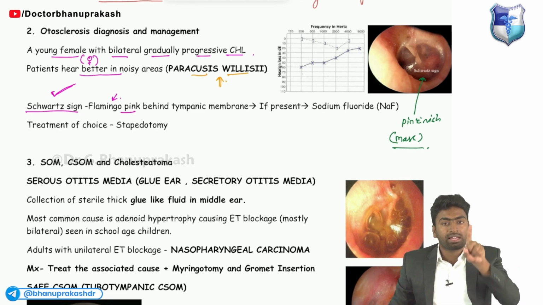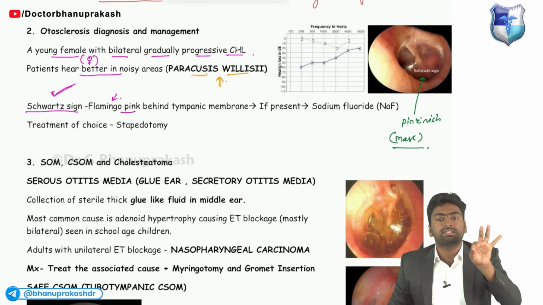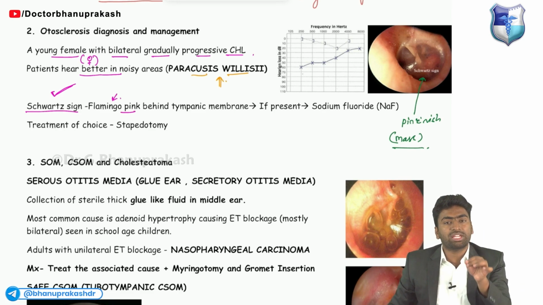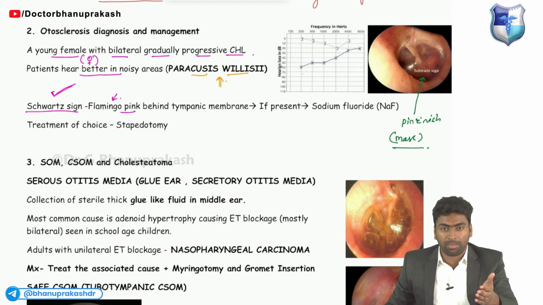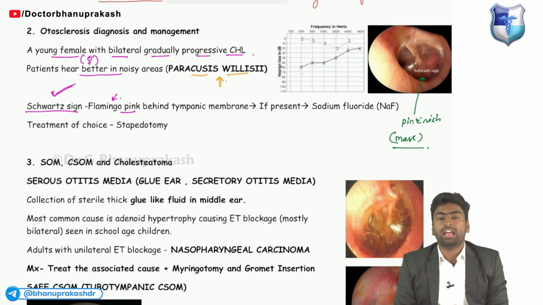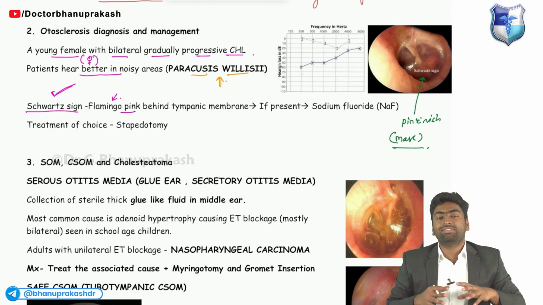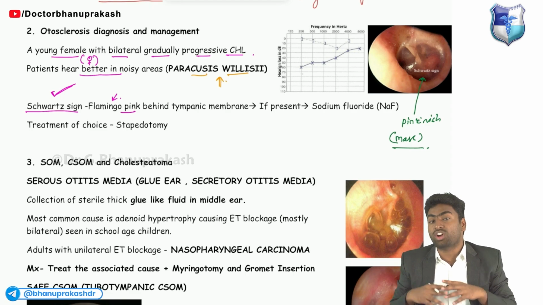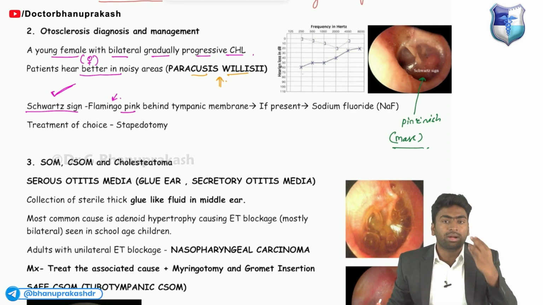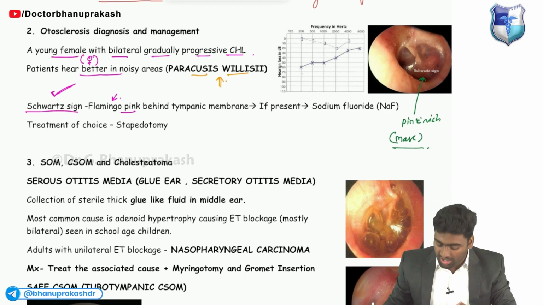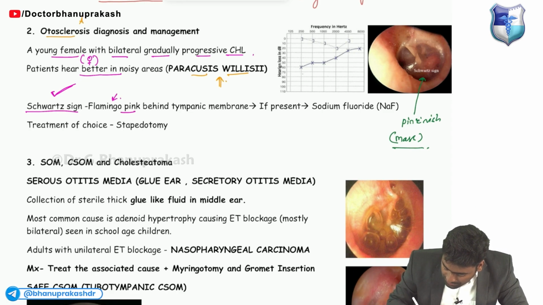If there is a pregnant female who is presenting with progressive conductive hearing loss, and on evaluation you are able to see this flamingo pink mass behind the tympanic membrane, which is known as Schwartz sign, and on asking more history, she tells you she has this hearing loss in a normal quiet environment, whereas in a noisy environment she can hear better. So this is a classical history of otosclerosis.